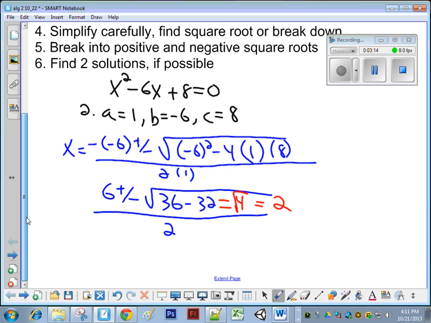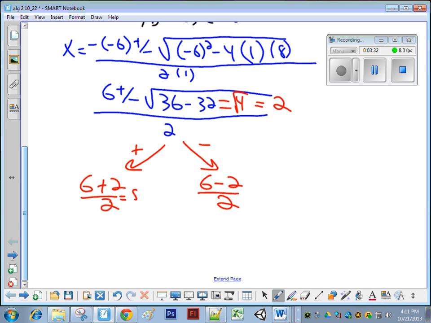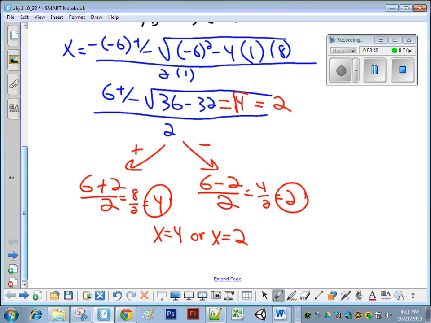So in breaking this down, I will then know that I'll have 6 plus 2 all over 2 as my positive root. My negative root will be 6 minus 2 all over 2. I'll simplify that. That's 8 over 2, or 4, is one solution. That's 4 over 2, or 2. So for this one, I would say x equals 4 or x equals 2. All right, so that's a nice use of it where we have rational answers.